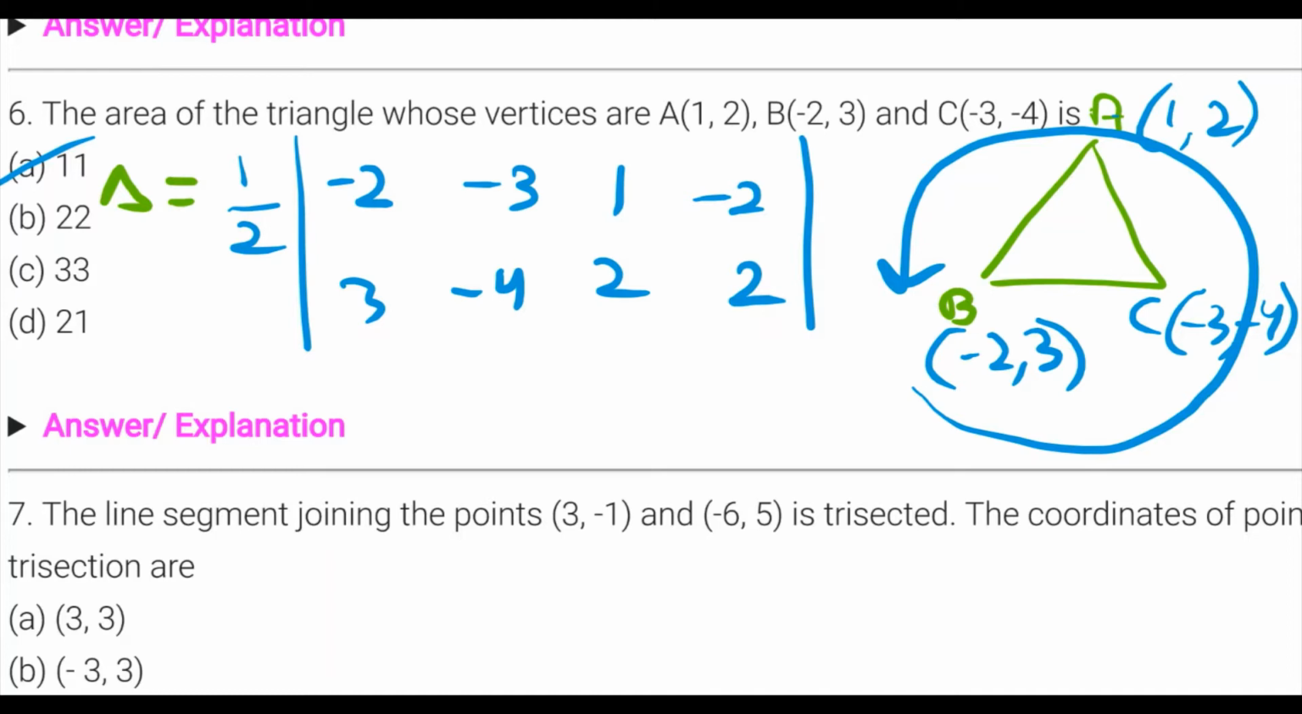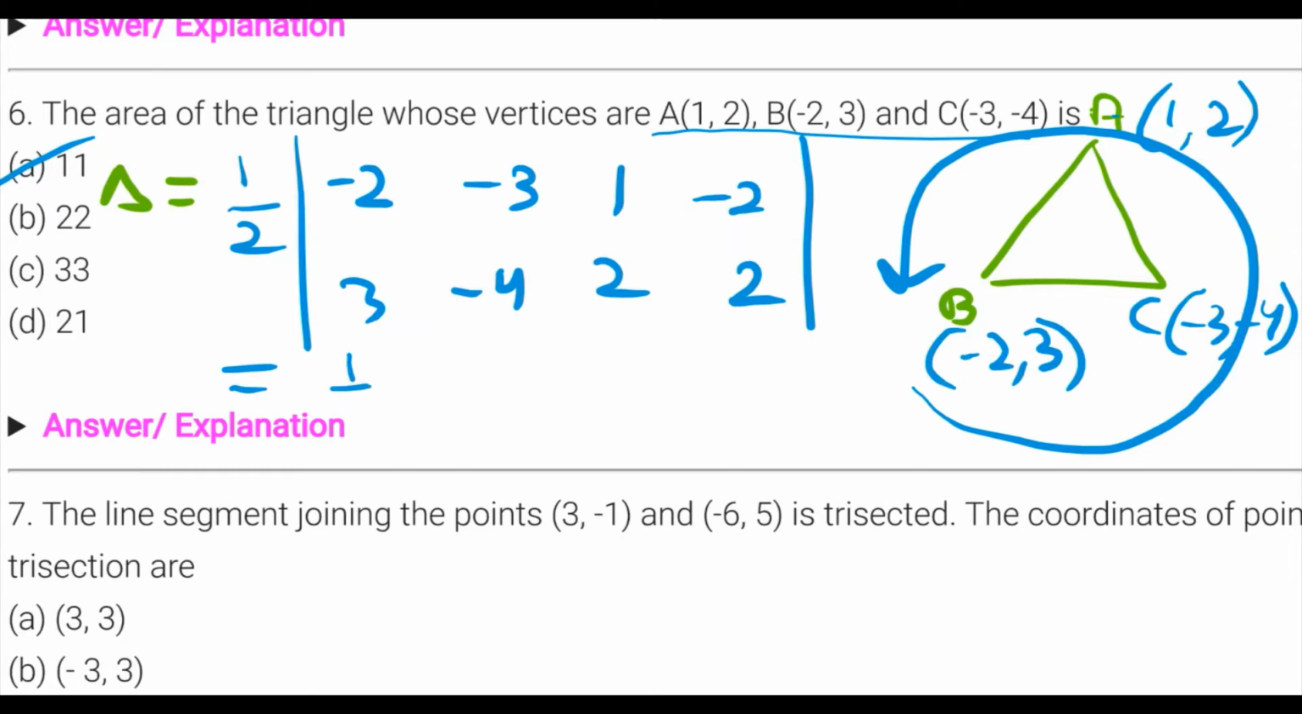Here I chose B as my first vertex, but it's better if we choose the easiest point. In our question, ABC is a triangle. A has the points 1, 2, which are simple natural numbers. For B and C we have negative numbers, and they are relatively bigger numbers than the vertex A. So you can start off from A.